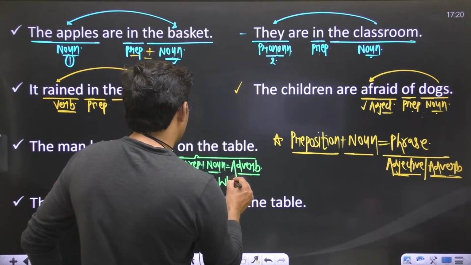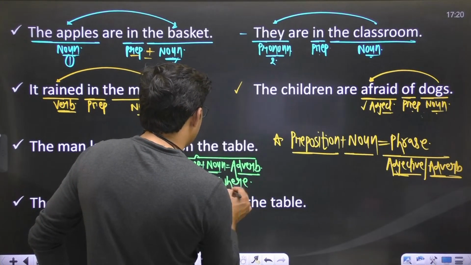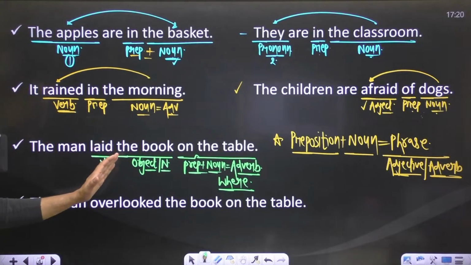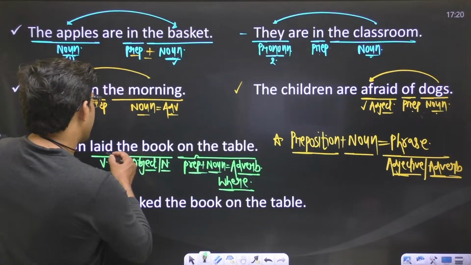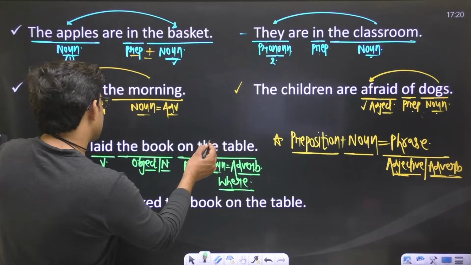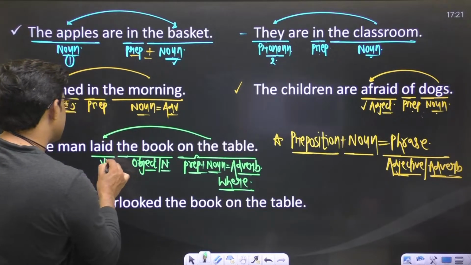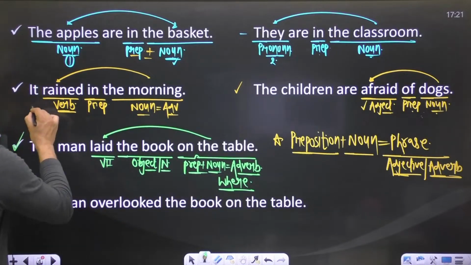So how can you find that this word is adverb? Because this is the reply of where. If you just put the question, where did the man lay the book? So the reply is what? The man laid the book on the table. So this adverb on the table qualifies the verb in the sentence.